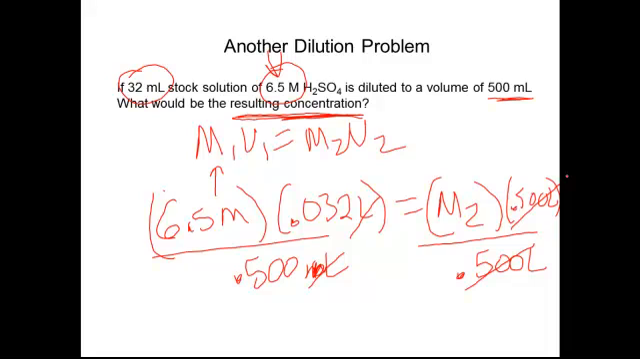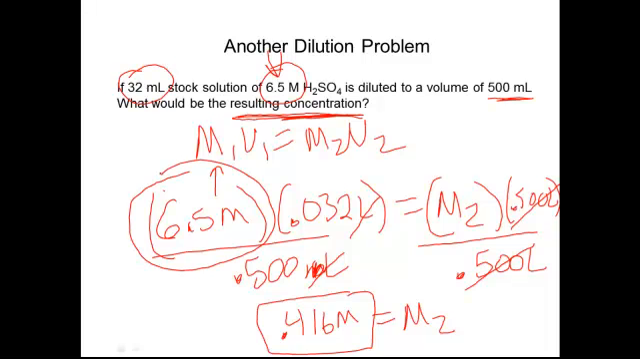So I'm going to take 6.5 times 0.032 divided by 0.5 equals a final concentration of 0.416 molar. So by adding 468 milliliters of water to the solution, we're taking the concentration from a 6.5 molar solution all the way down to a much safer, a much classroom-friendly concentration of 0.416 molar.